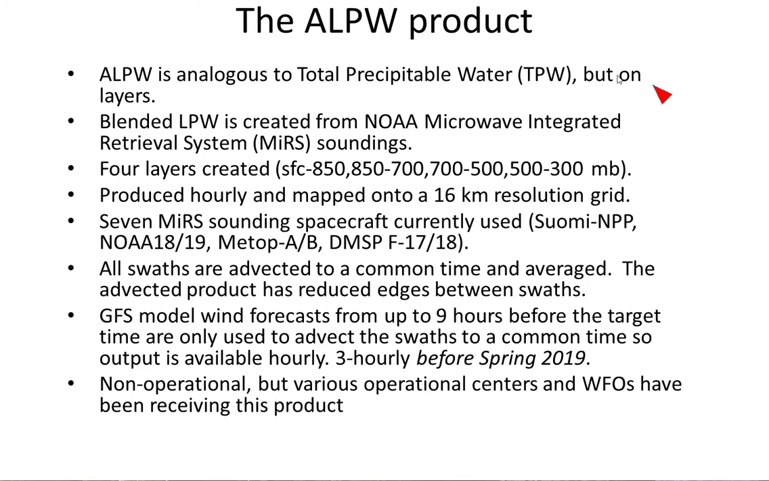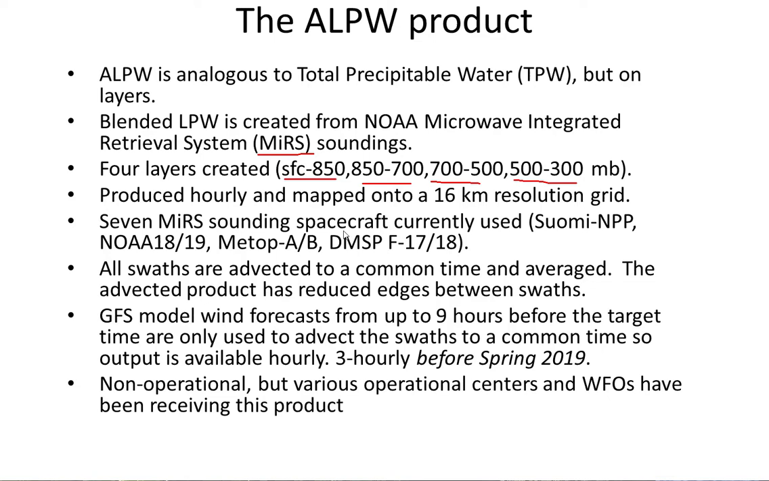The ALPW product is analogous to total precipitable water, but on layers. The blended layer precipitable water product is created from NOAA microwave integrated retrieval system, known as MiRS, soundings, and 4 layers are created: surface to 850, 850 to 700 millibars, 700 to 500 millibars, and 500 to 300 millibars. It's produced hourly and mapped onto a 16 kilometer resolution grid.